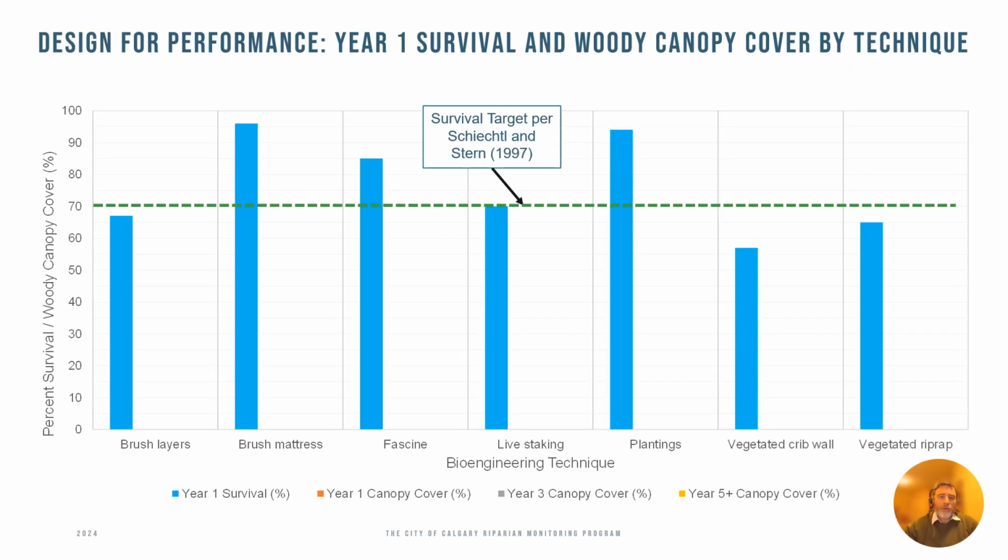The rankings Norma presented earlier for each of the bioengineering techniques were partly based on year 1 survival and woody canopy cover data. This chart shows year 1 survival for 7 techniques with a target of 70% from the literature. 4 techniques met the target with brush mattresses at 96% and plantings at 94%. The lowest was vegetated crib wall at 57%.